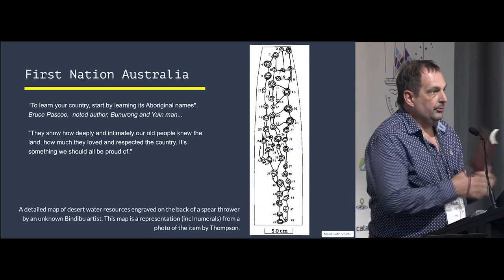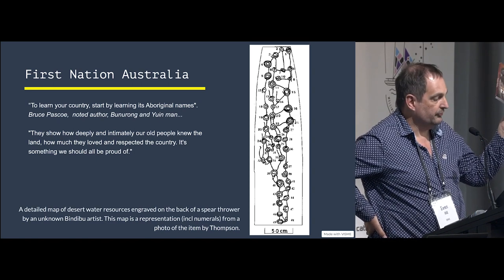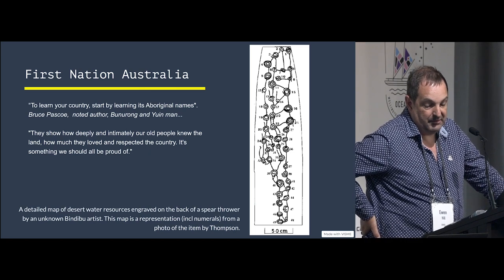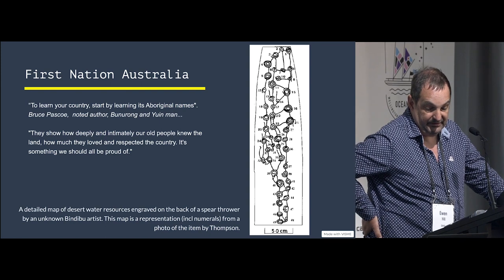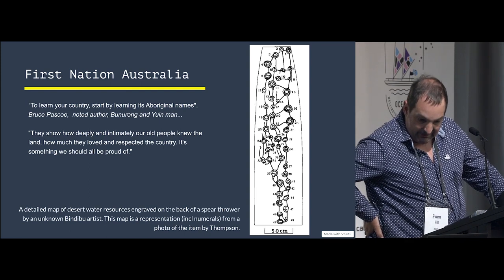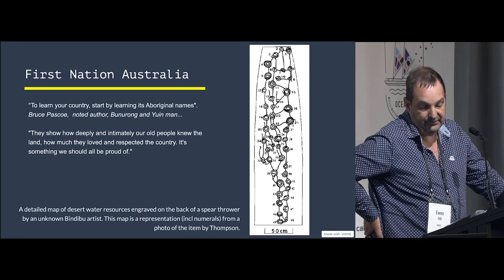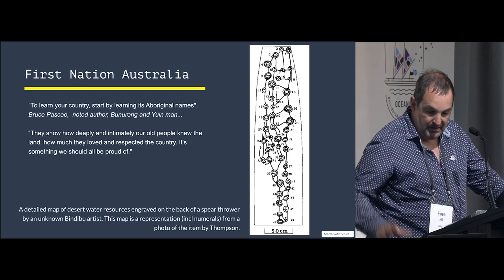Bruce Pascoe, who's written this book, and it's a book that I think every Australian should read, says, to learn your country, start by learning the Aboriginal names. They show how deeply and intimately old people knew the land. And I feel it's really, really important that we capture all of this.